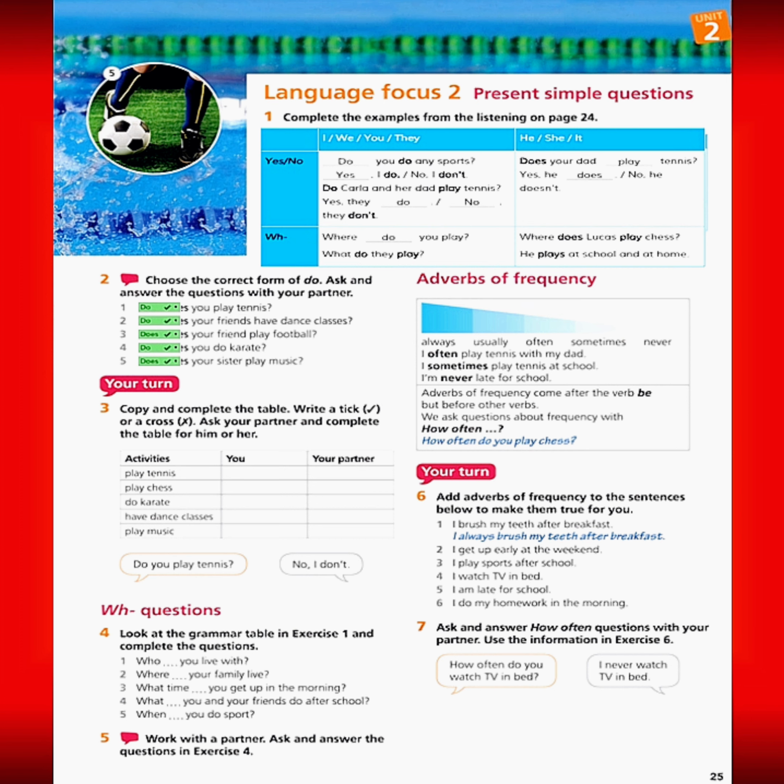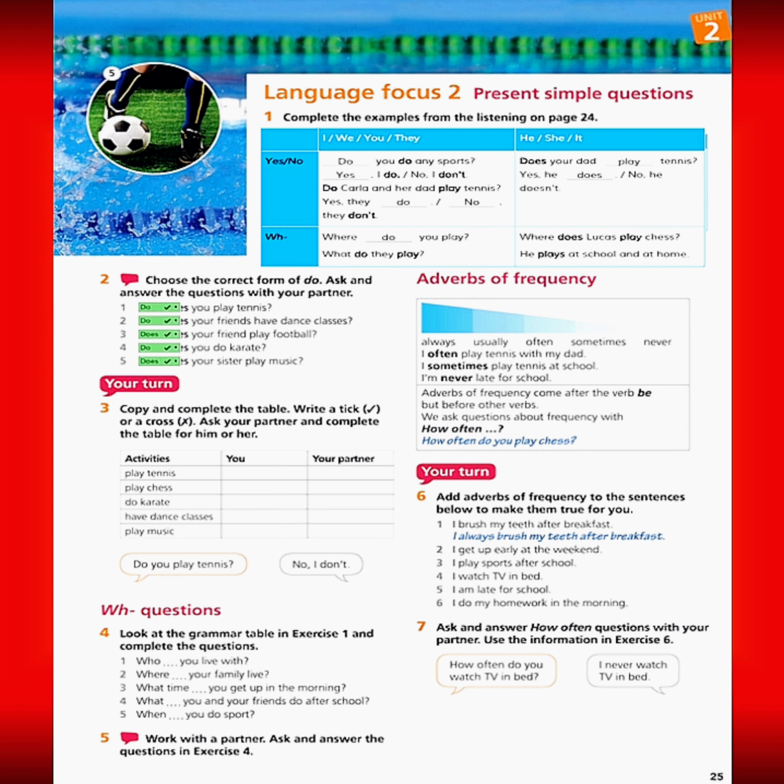Adverbs of frequency. Always, usually, often, sometimes, never. I often play tennis with my dad. I sometimes play tennis at school. I'm never late for school. Adverbs of frequency come after the verb be, but before other verbs. We ask questions about frequency with how often. How often do you play chess? As an example. Now go ahead, your turn.